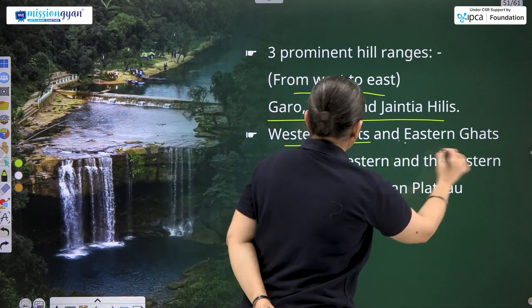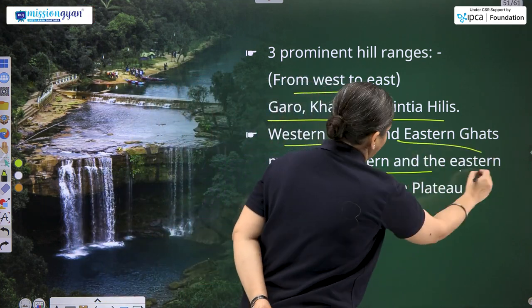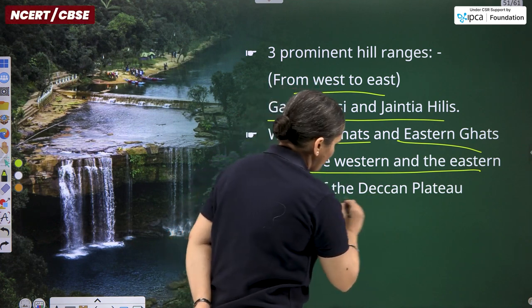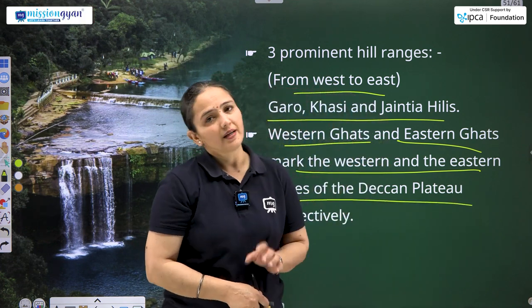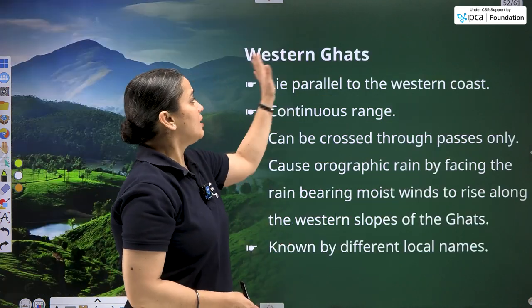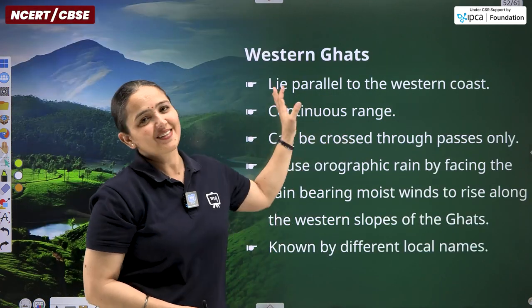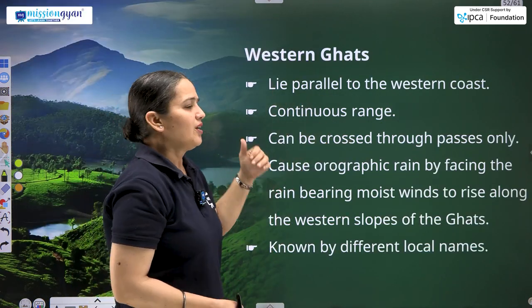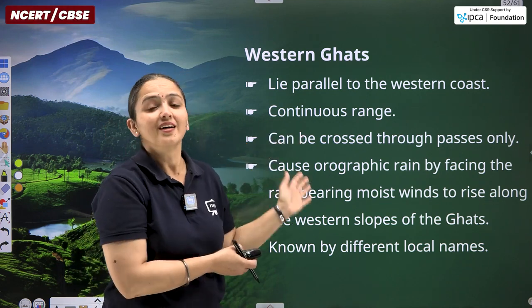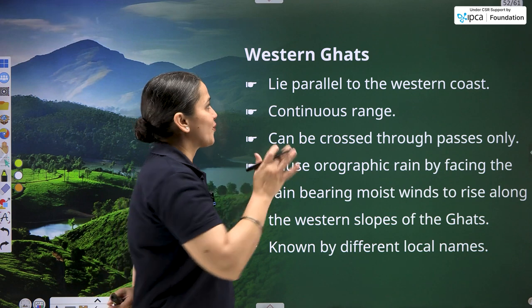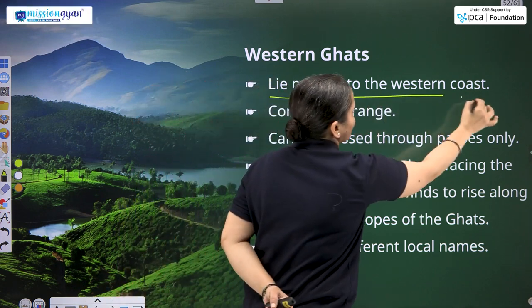Western Ghats and Eastern Ghats mark the western and the eastern edges of the Deccan Plateau. We are going to soon discuss the Western and Eastern Ghats as well. I was talking about the Western Ghats, and here are the Western Ghats. I thought why not talk about it a bit more, but as this slide wants to come in front of you right now, it lies parallel to the western coast.